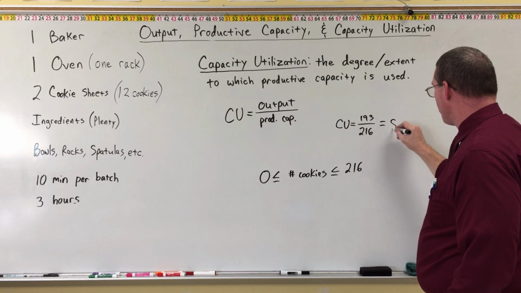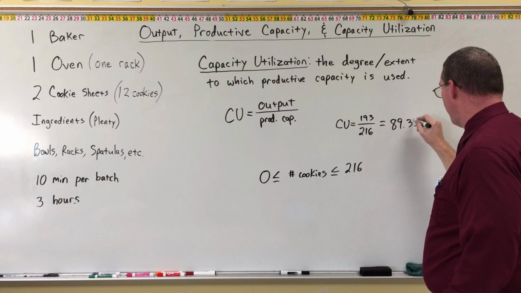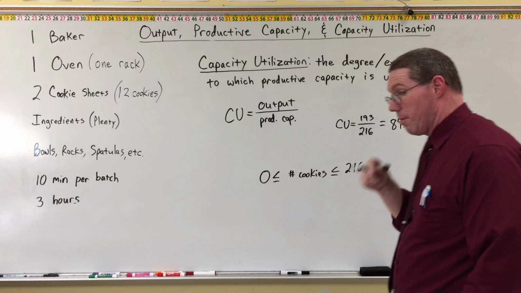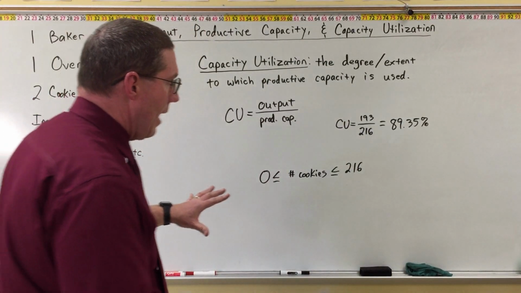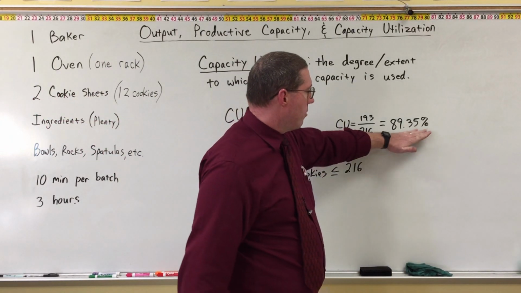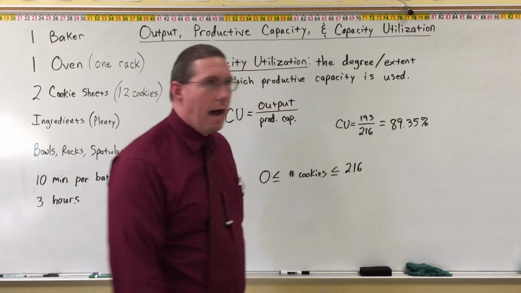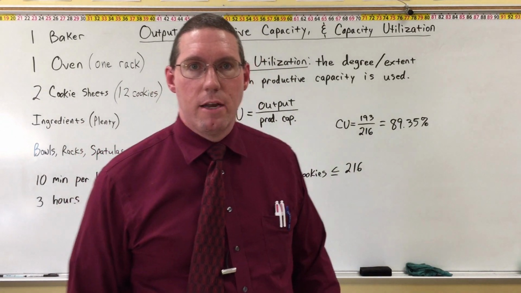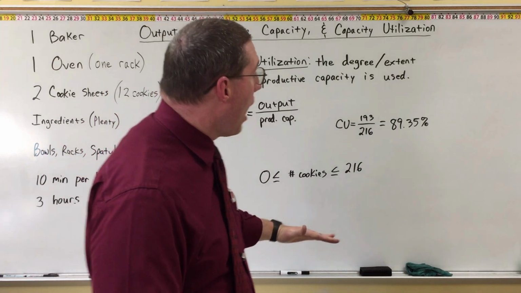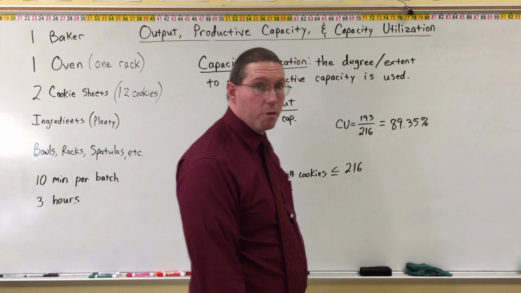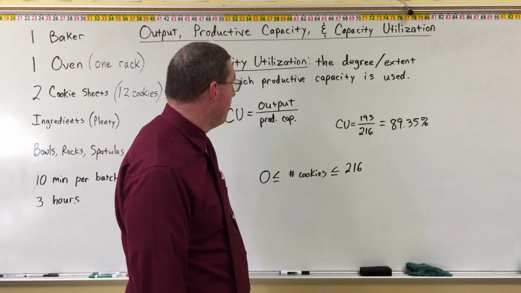And I'm going to change it to a percentage, 89.35% capacity utilization. So this particular baker on that day would have exhibited 89.35% utilization of the capacity, okay? Not full capacity, but still 89.35% isn't that terrible, okay?